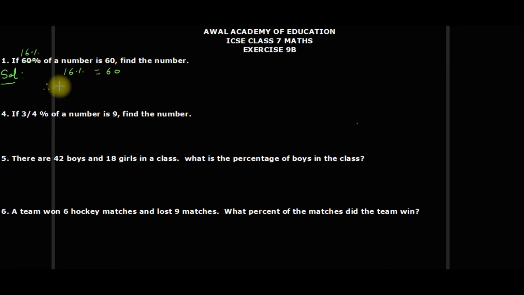Therefore 100% would be equal to 60 upon 16 multiplied by 100, right? 4 fours are 16, 4 fifteens are 60. This has been cut down by 4. Now 4 ones are 4, 4 twos are 24. If we multiply 15 by 25, we will get 15 fives are 75, 15 twos are 30 plus 7, 37. So the answer is 375. This is your question first, right?